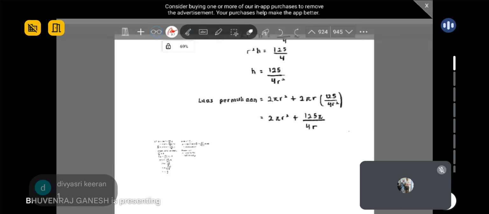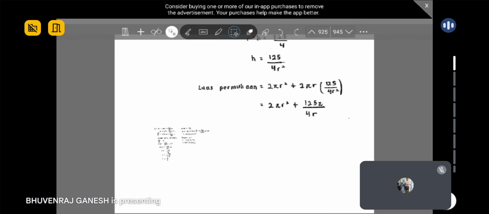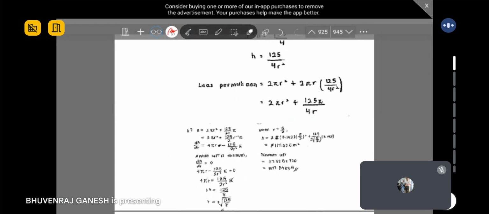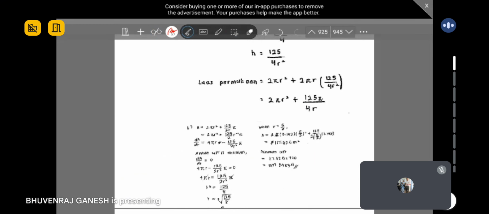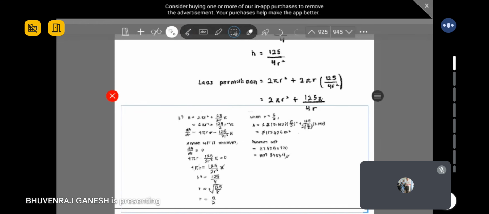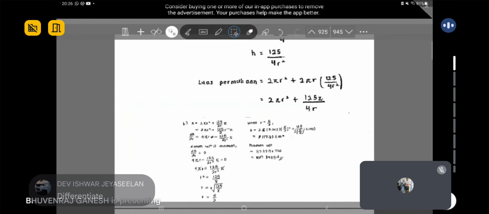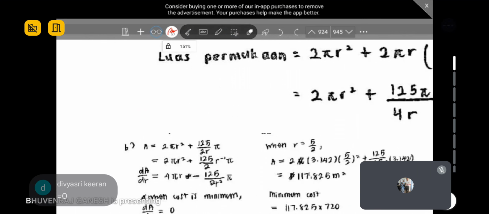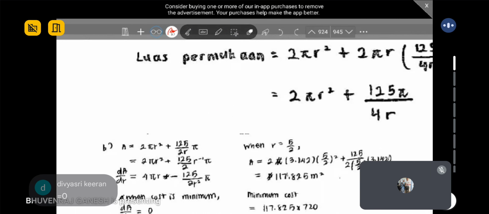Now they ask you for minimum cost, guys. So what must you do? When you see the word minimum, what is our assumption, guys? This one you must know. Whenever you see minimum, of course, you must do dA over dr. Very good. You must differentiate, guys. All right, so you have, wait, let me see.